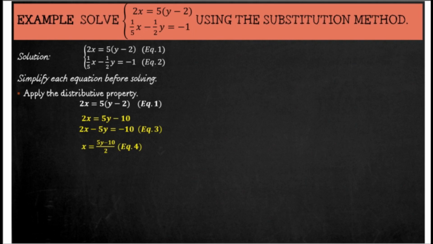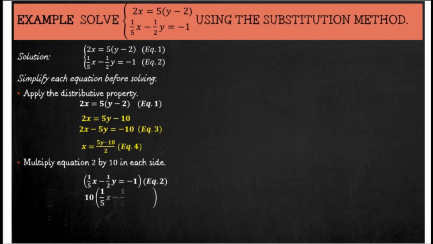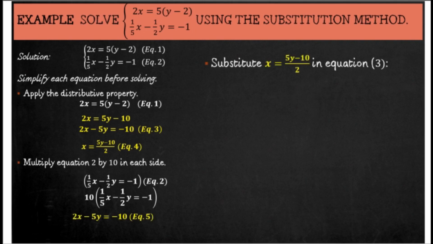We can now solve for x by dividing both sides by 2. We have x equals 5y minus 10 all over 2, and that will be our equation 4. Next, multiply equation 2 by 10 on each side. Multiplying equation 2 by 10 on each side gives us 2x minus 5y equals negative 10. This will be our equation 5.